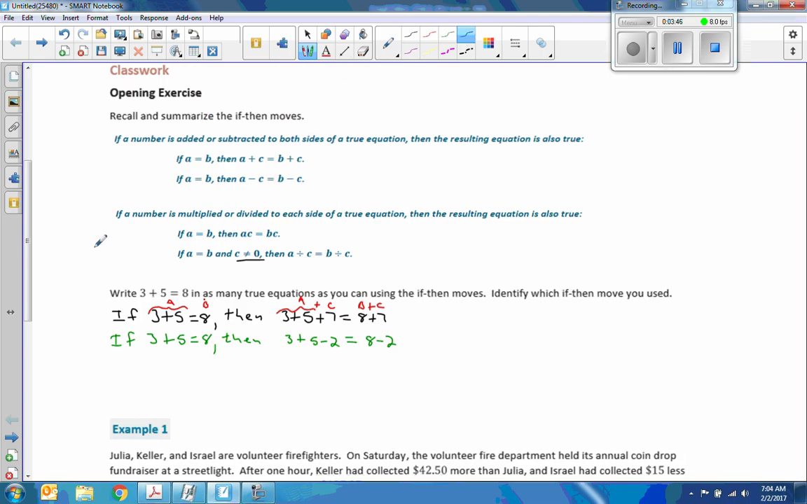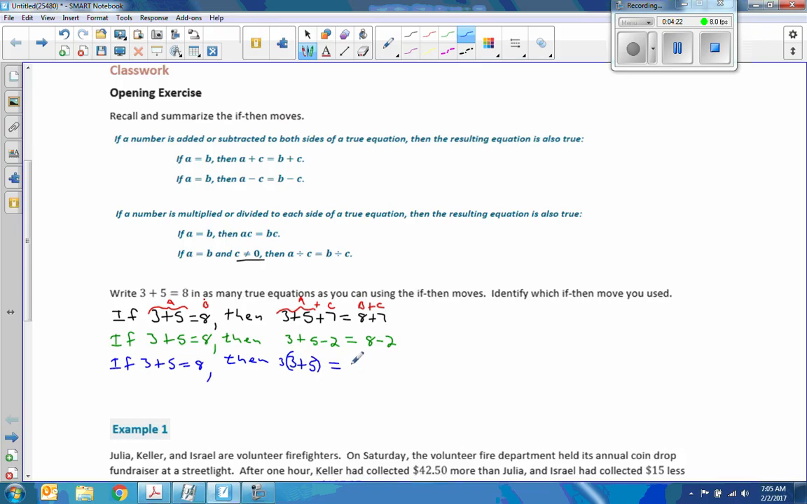Okay, next one. If 3 plus 5 equals 8, we have to have a true hypothesis, that's what that's called. Then we have to have a true conclusion. If P, then Q. Alright, I don't know if we've gotten there yet, but that'll come up in possibly geometry. So here we go. 3 plus 5, and we've done addition, we've done subtraction. And now I'm going to multiply it by a number. Let's multiply it by 3.